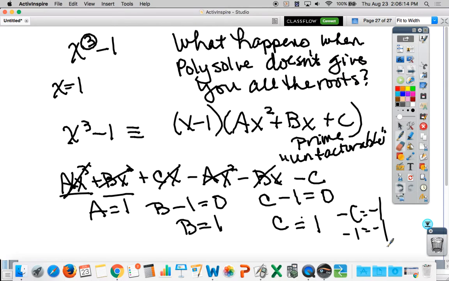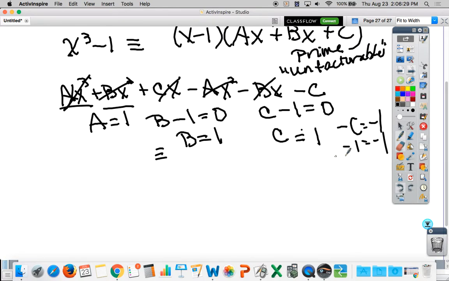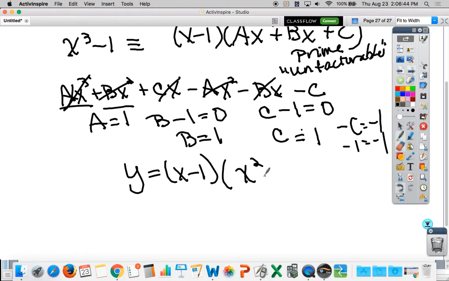So actually, the factored form, now everybody look up here. I'm going to write this out with my a's, b's, and c's. Let me change this real quick. I'm going to do y equals. That's one factor. We know that because the remainder was 0. What is my a? 1. What is my b? 1. What is my c? 1.